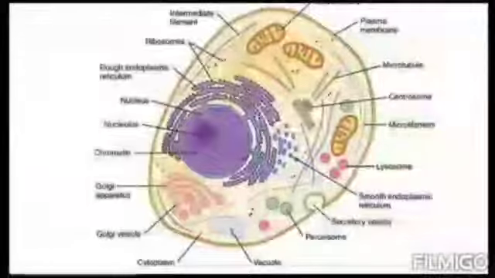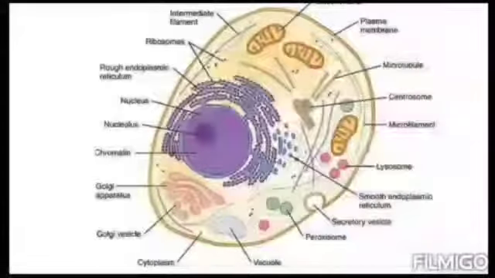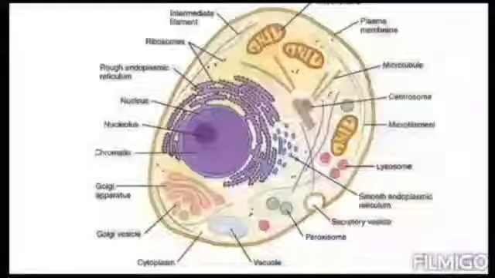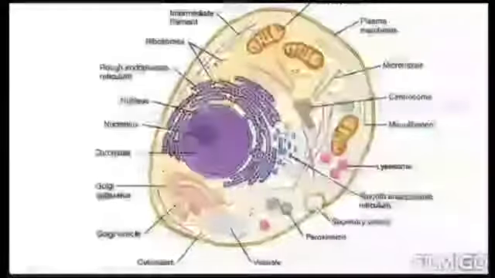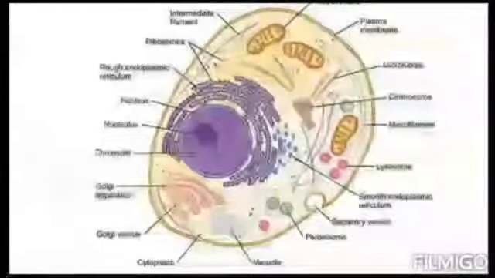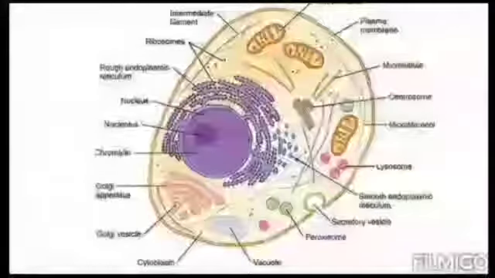Observe the picture on the screen. Animal cell. It contains mainly three components: cell membrane, nucleus and cytoplasm. Cytoplasm has many living room-like structures called organelles.